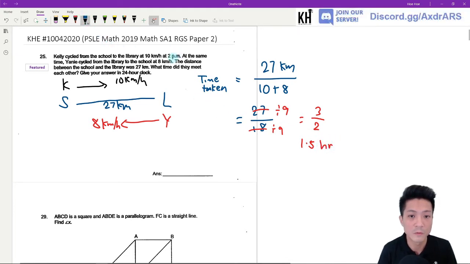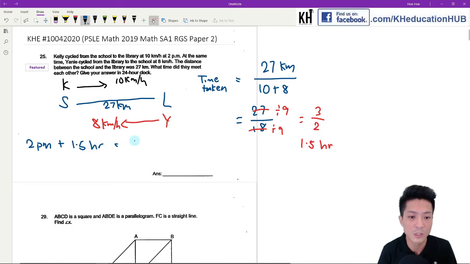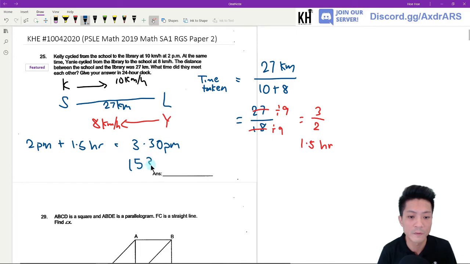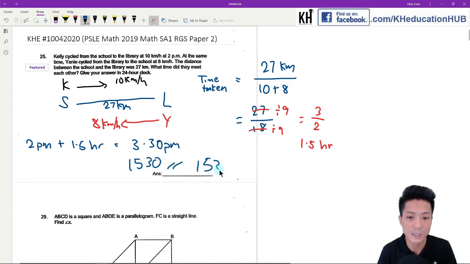Starting from 2 p.m., if you add another 1.5 hours, it is going to be 3:30 p.m. Notice that they want you to give the answer in a 24-hour clock, so you add 12 to this, and it will be 1530. This will be the answer for question 26.